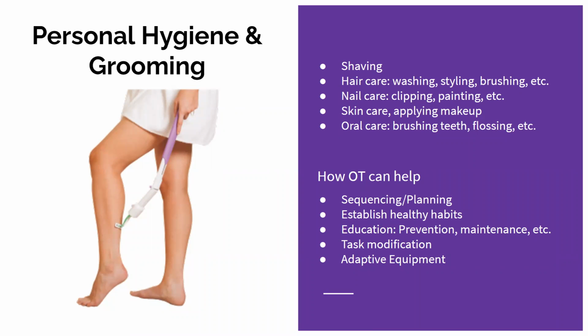And as the trend has been with every ADL, task modification and adaptive equipment. So using different pieces of equipment in order to help modify a task. So in the picture here is a long handled razor, and this can be helpful for someone who may not be able to reach or bend down to shave their legs. It can also be used for somebody who is pregnant or obese to help them be able to reach all the way down. So different methods like this for helping people to establish these routines and care for their hygiene fall under this category.